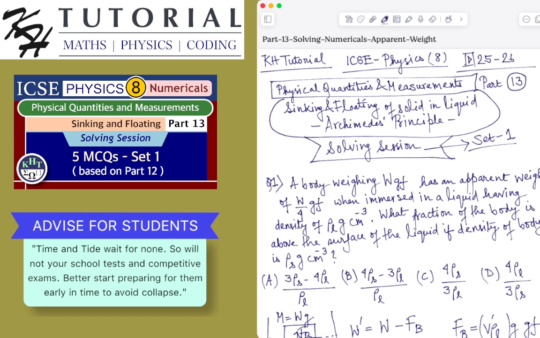That is, in one video I will discuss the situation when the density of the solid is less than the density of the liquid. In another video I will discuss when the density of the solid is equal to the density of the liquid, and in another video I will discuss when the density of the solid is greater than the density of the liquid, and we will see what happens.